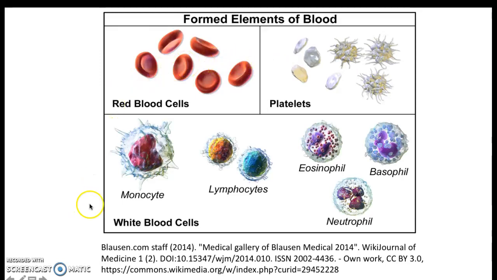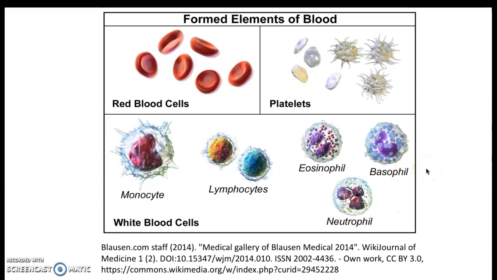And then down here, we see that we have our white blood cells, and you can see we've got several types of white blood cells. This artist is showing us a monocyte, a couple of different lymphocytes, an eosinophil, a basophil, and a neutrophil. I do want to just point out that these have been colored for illustrative purposes.